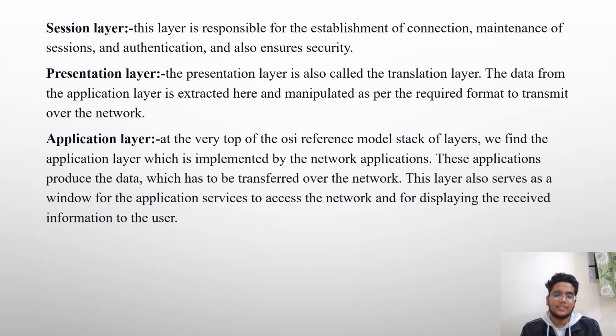And finally, at the very top of the OSI reference model stack, we find the application layer, which is implemented by the network applications. These applications produce the data which is transferred over the networks. The layer also serves as a window for the application service to access the networks and for displaying the received information to the user.